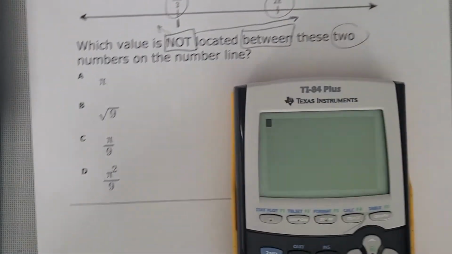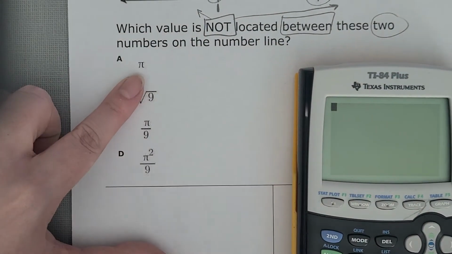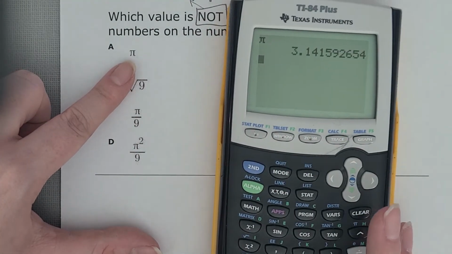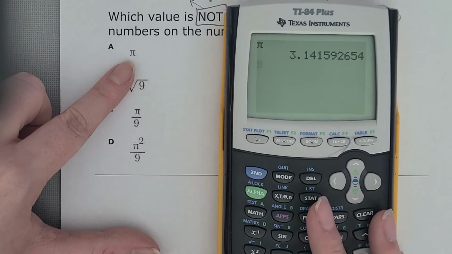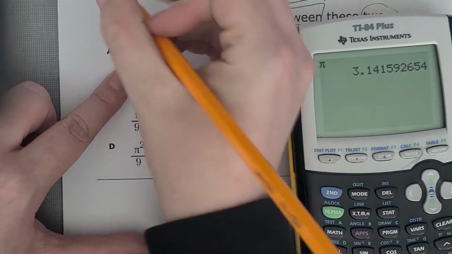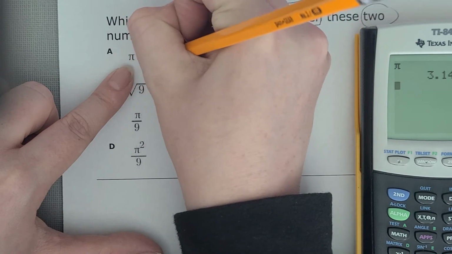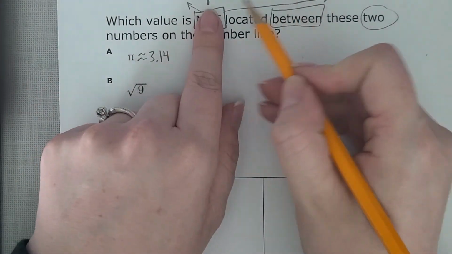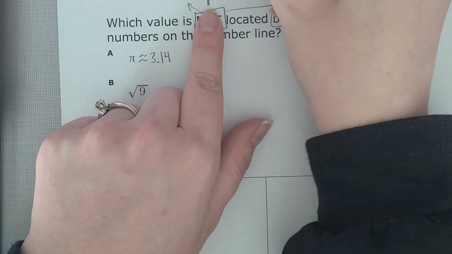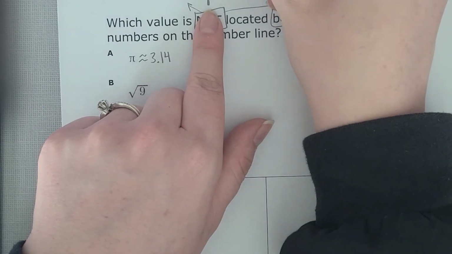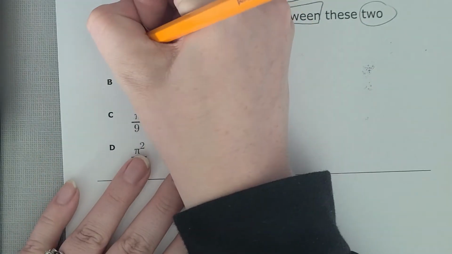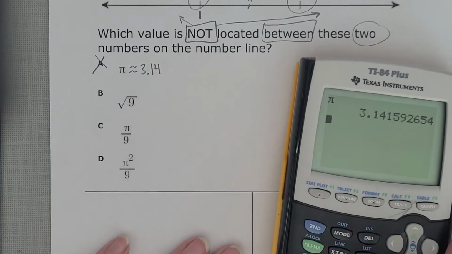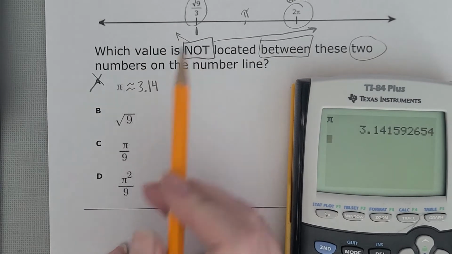All right, so our first number is pi. Most of you know what this is about, but I'm going to type it in because you can always figure that out by typing it in. That's about 3.14. 3.14 falls between 1 and 6.28, about here. So pi is not going to be our answer choice, because we're looking for the one that's not between.